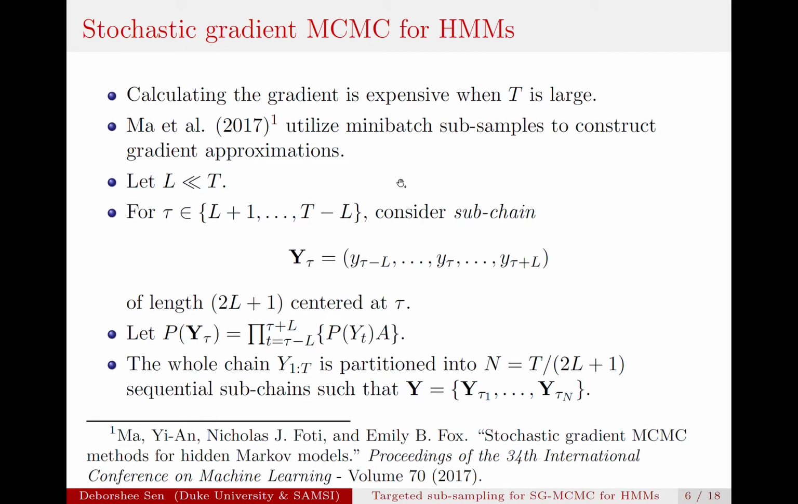So L is what's known as the half width. You look at L observations after tau and L observations before tau, and you call that your subchain. The subchain is now of length 2L plus 1, and it's centered at tau. You define P of y tau as the product from tau minus L to tau plus L of these terms. Essentially you take your whole observation chain and partition it into these subchains, y tau 1 to y tau n.